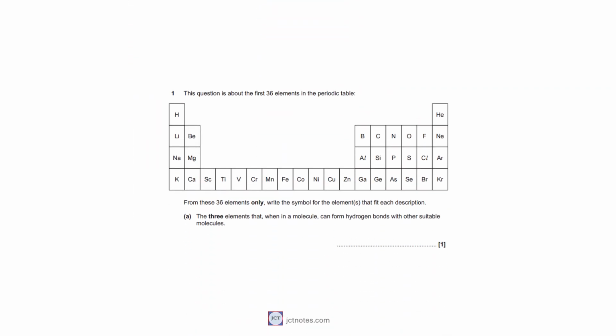Question 1 is about the first 36 elements in the periodic table, and these are provided in a table. We need to refer to these 36 elements only and write the symbols that fit the description.